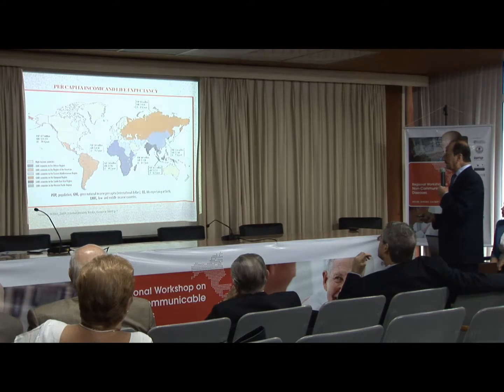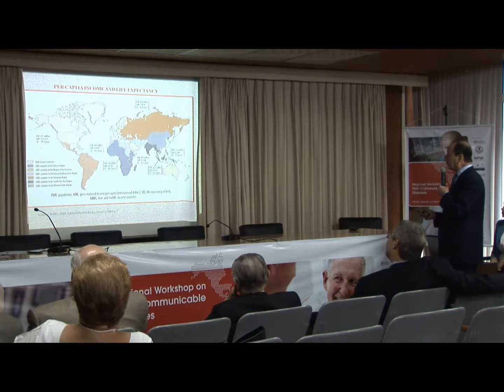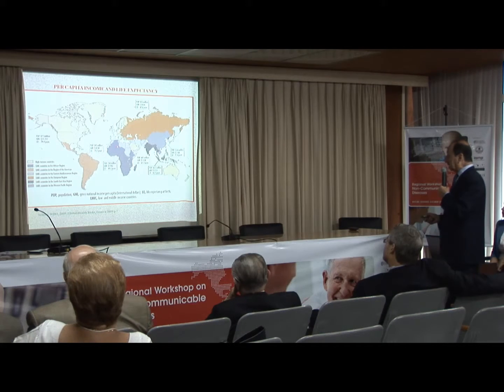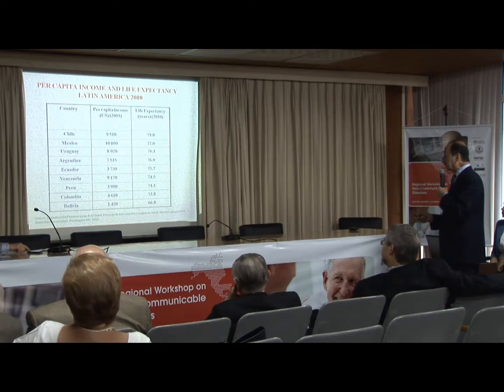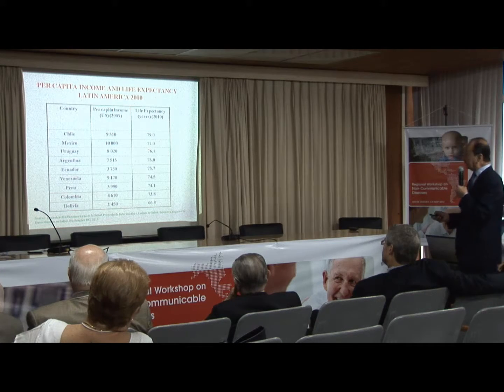And life expectancy is a function, in the world, of per capita income. Richer countries like Europe, Japan, the United States, and Canada have a longer life expectancy than Latin America or the Central African, Central European countries, and than the African countries. In Latin America, you can see this association: as per capita income increases, so does life expectancy.